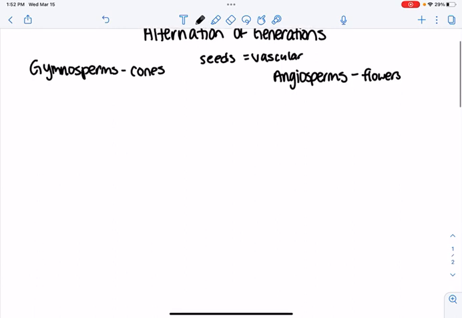So if we were going to draw the life cycle, I'll start with gymnosperms first. Let's say we have an adult pine tree. I'm a great artist. We have an adult pine tree. This would be a sporophyte. And all sporophytes are diploid, meaning they have two copies of the chromosomes inside of their cells.